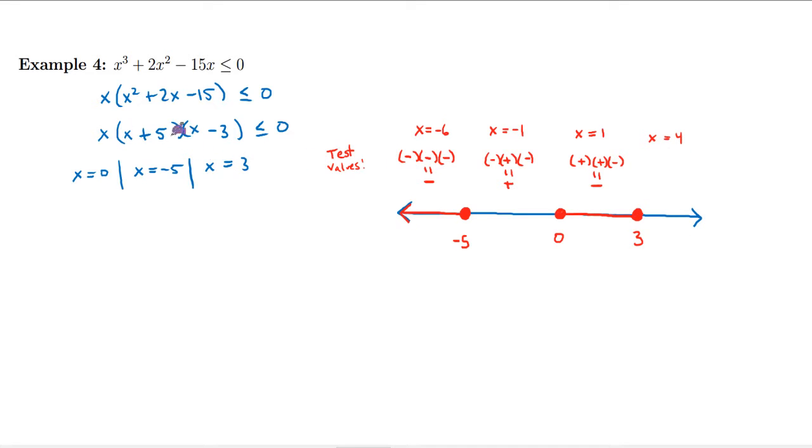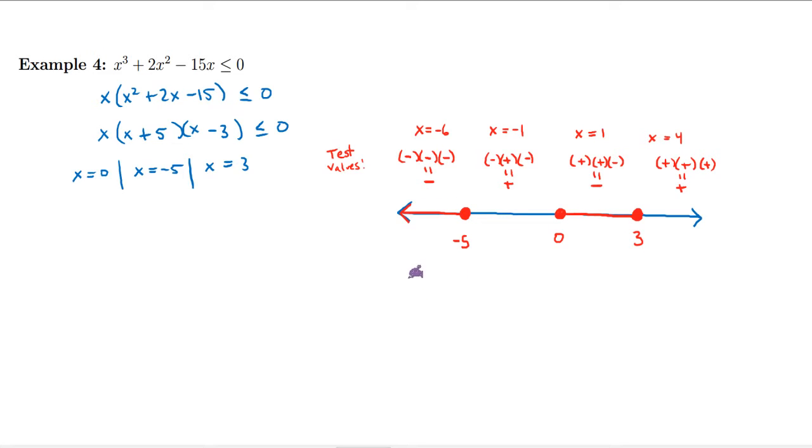X is 4, that's a positive. Then we have a positive, and then a positive. So positive, positive, positive is a positive, not including that. So see the region, a little bit different from what we had before. But there's the graphical solution, this portion and this portion.